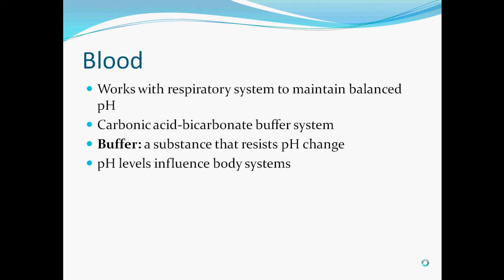Blood works with the respiratory system to maintain a balanced pH by using a carbonic acid bicarbonate buffer system. A buffer is a substance that resists pH change. Therefore, this bicarbonate buffering system holds the pH of blood at certain values, usually between 7 and 7.8. This is crucial because enzymes in the body system are sensitive to pH levels.